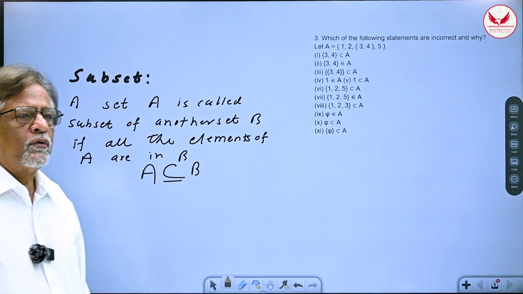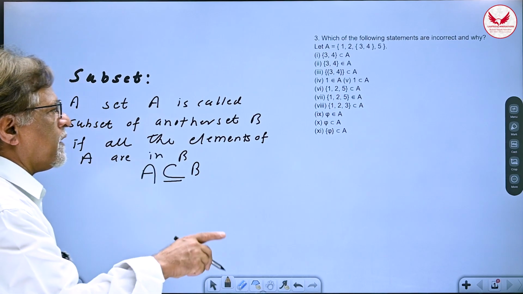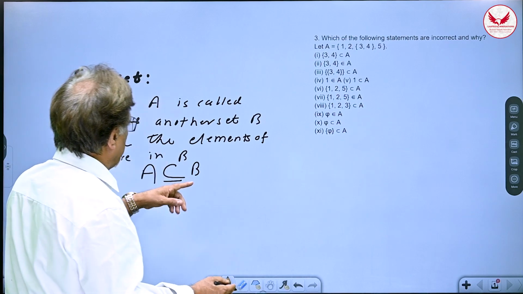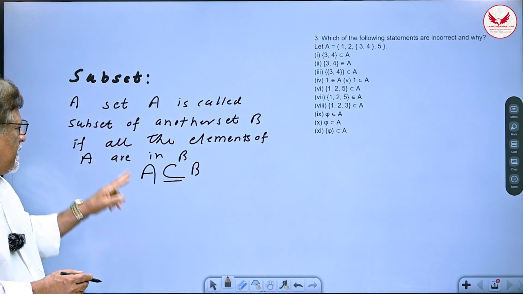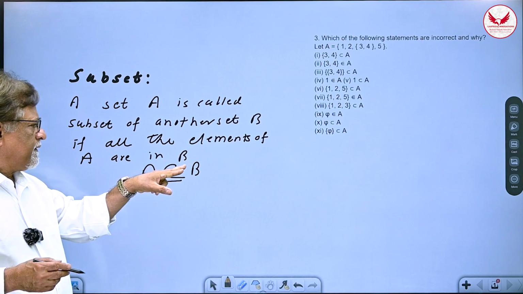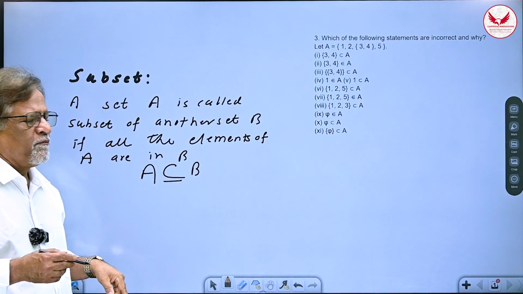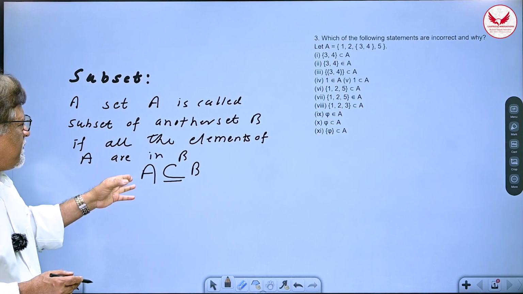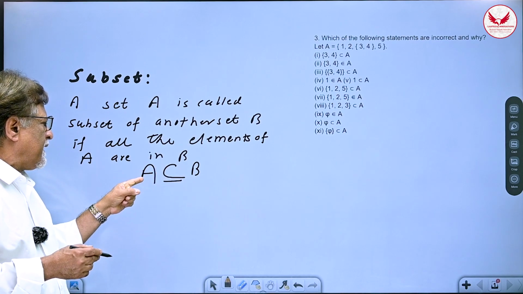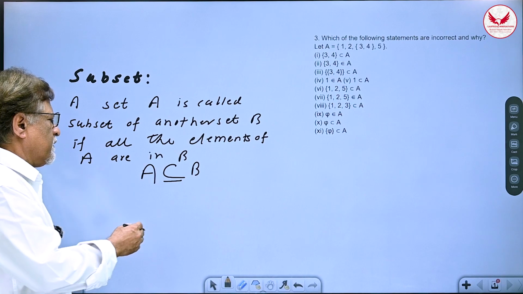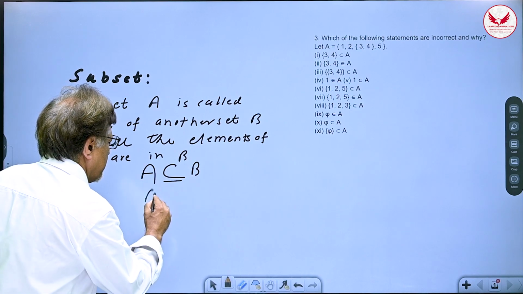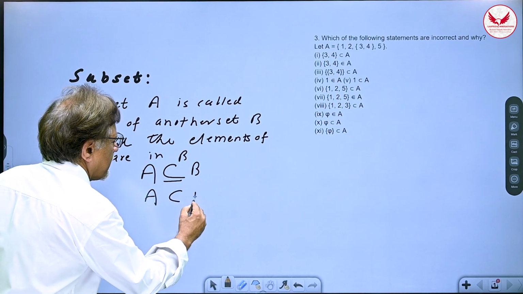This is equivalent to x less than or equal to. It may be equal. But right now we are only ensuring that elements of A are in B. Maybe all the elements of B are also in A, but if that is the case, then equality will prevail. Otherwise, if there is one element in B which is not in A, then it will be a strict subset. So this is called a strict subset if it is like this.